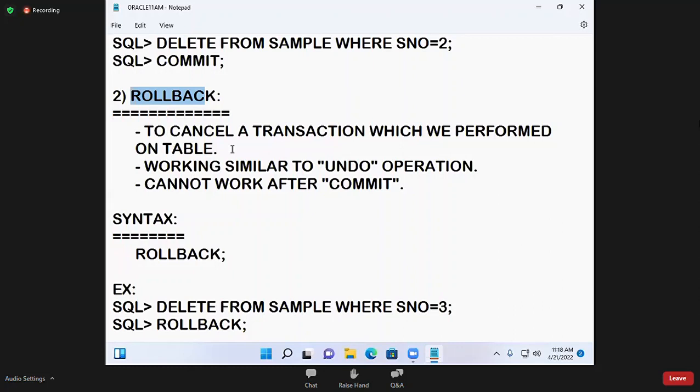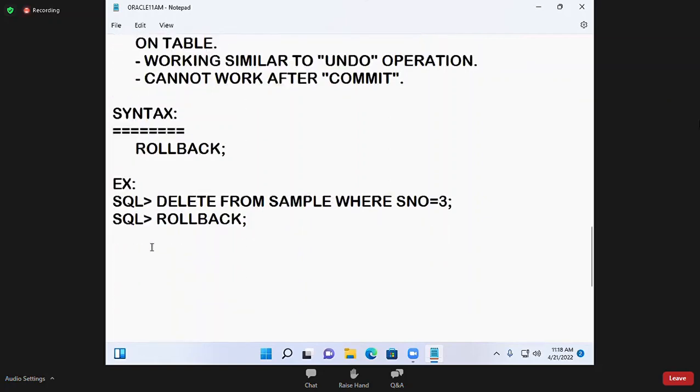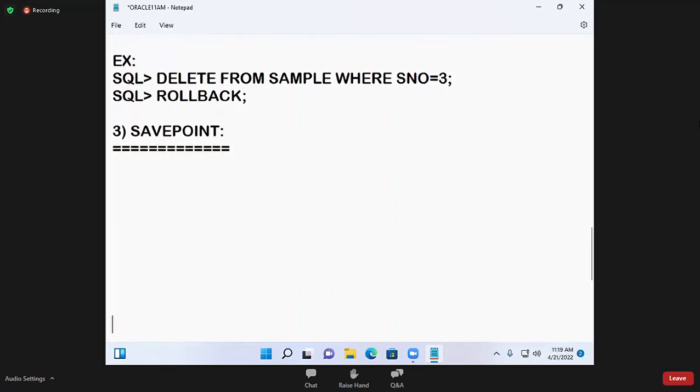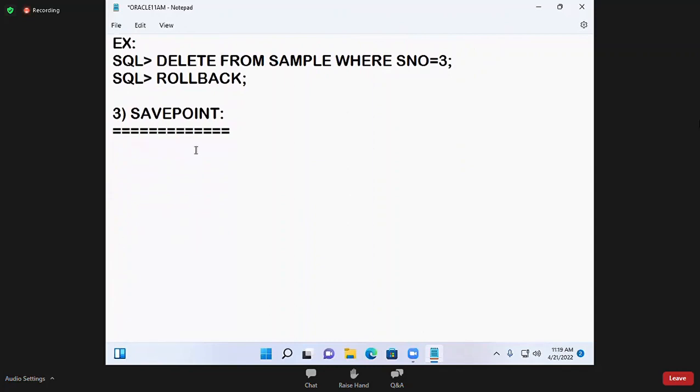But when I want to roll back a specific row in my table, how can we do that? There we can use the third command, called savepoint. Heading: savepoint. Basically, what happens with a savepoint? Observe the purpose of a savepoint.